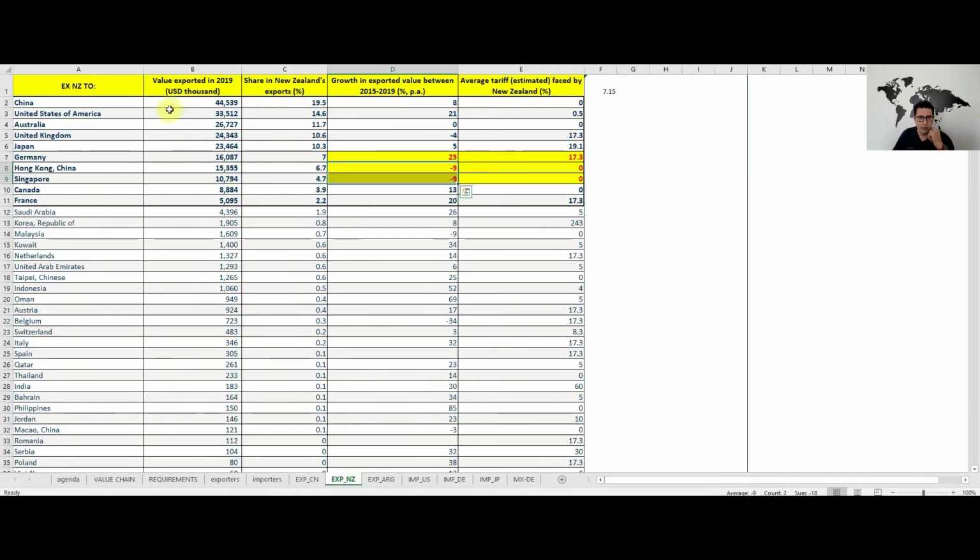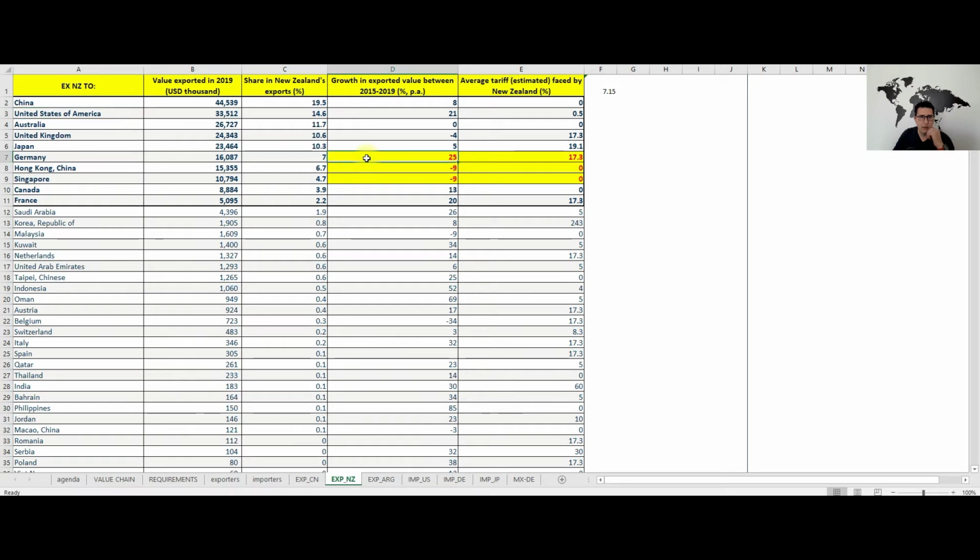Moving on to New Zealand, which is the second biggest exporter of honey for 2019, we see here that the top 10 makes up roughly 91% of the total share, with China being the biggest importer of New Zealand honey, followed by the United States, Australia, United Kingdom, Japan, Germany, Hong Kong, Singapore, Canada, and then France.